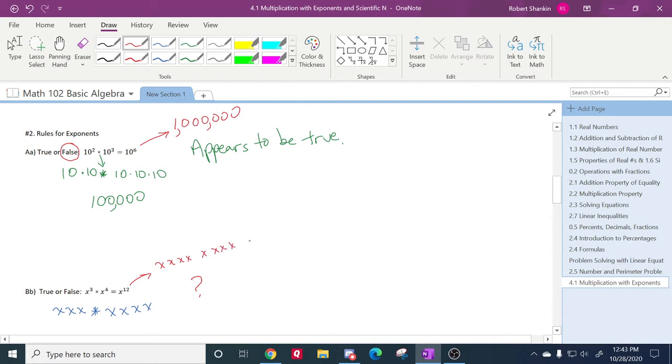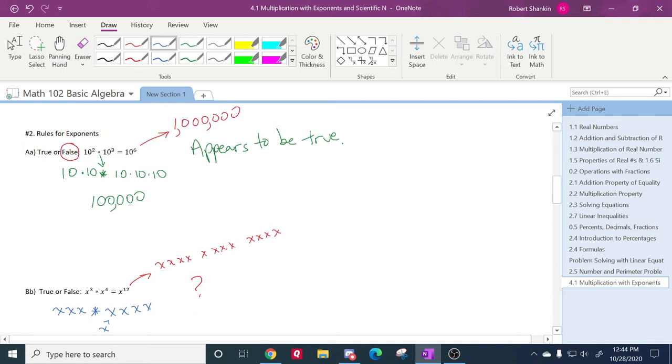I'm going to put them in groups of 4 so that I can count them easily. But it's 12 x's altogether. Does this look like the same thing? Ooh, no. There's a lot more red x's than there are blue x's. How many blue x's are there? There's really 7 of these. The left-hand side is really x to the 7th. The right-hand side is x to the 12th. 12 x's, and this is only 7 of those x's.